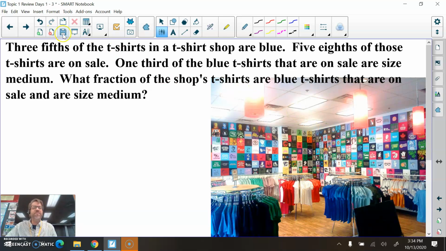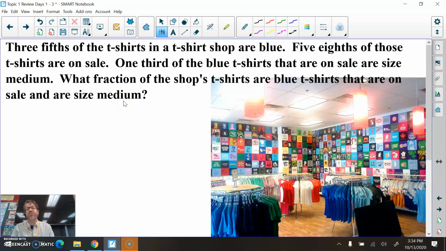Anyway, 3/5 of the t-shirts in a t-shirt shop are blue. 3 out of every 5, that's like 60% of them. 5/8 of those t-shirts are on sale. Just the blue ones, right? 5/8 of the blue ones are on sale. And then 1/3 of the blue shirts that are on sale are a size medium. What fraction of the shop's t-shirts are blue t-shirts that are on sale and are size medium?